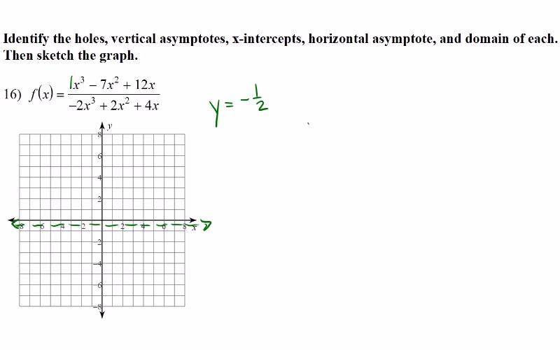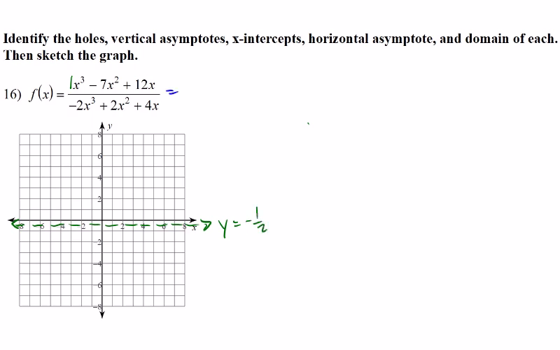All right, now a vertical asymptote is going to happen where the denominator equals 0. And so what we want to do with the rational function is really factor as much as we can in the numerator and the denominator. So I'm going to do that. Let me move this out of the way. So I'm going to factor the numerator and the denominator.